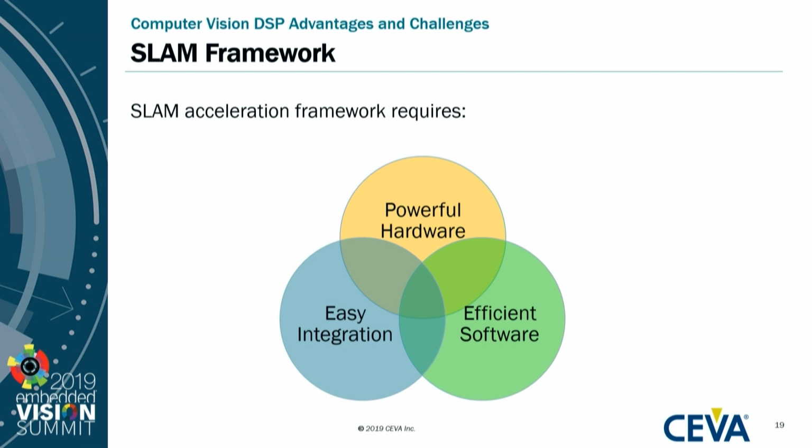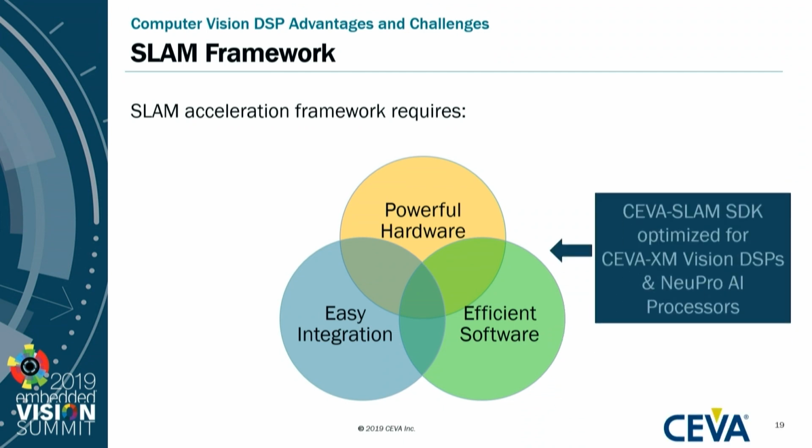A SLAM acceleration framework requires the following. On the one hand, we need powerful hardware like the CEVA XM family. Efficient embedded software, with tuned algorithms that work well on an embedded DSP, is the second part. And easy integration with an existing application is the third item that we need to implement in the SLAM SDK. The CEVA SLAM SDK is optimized for the CEVA XM Vision DSP as well as the NeuPro AI processor.